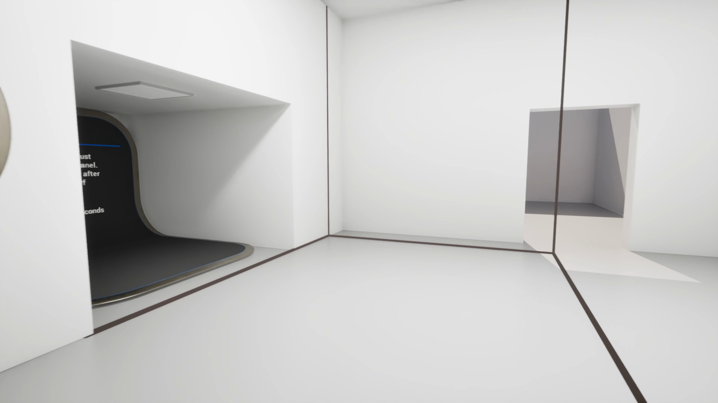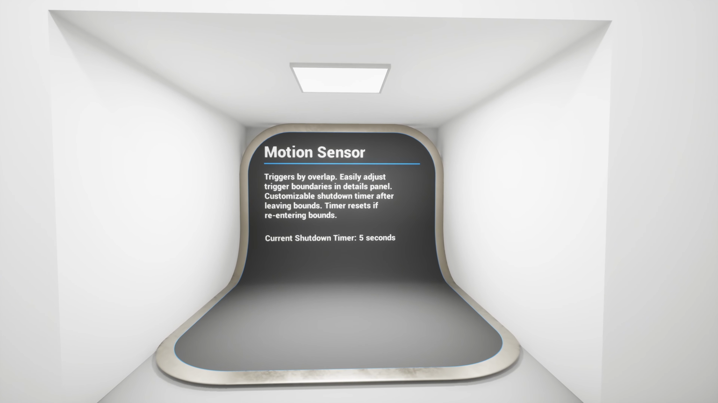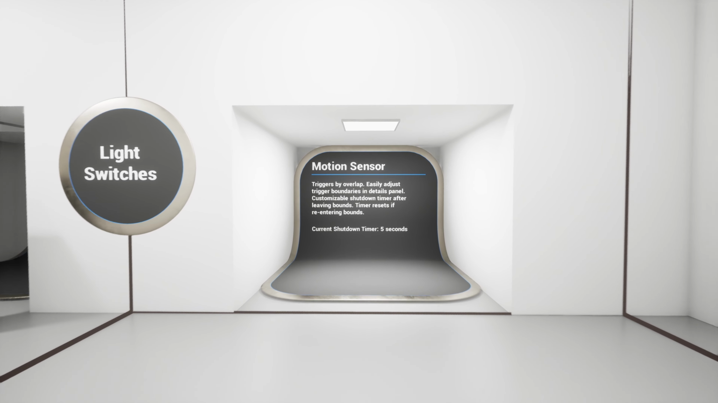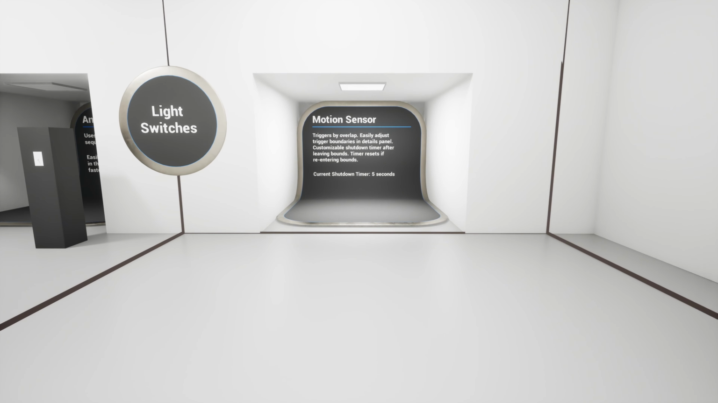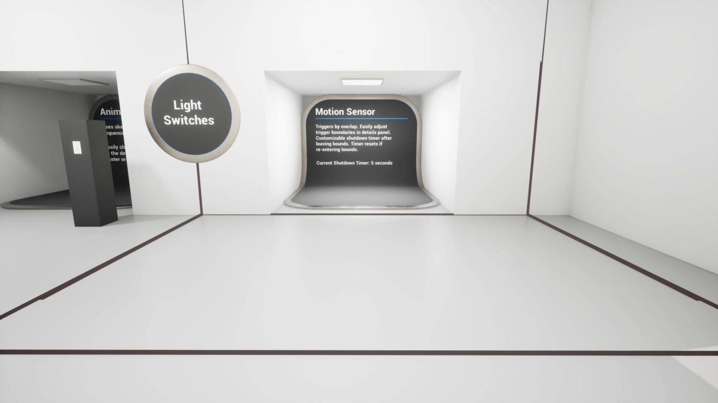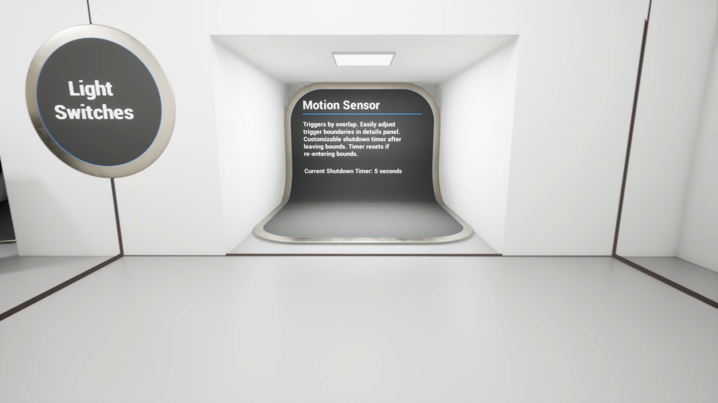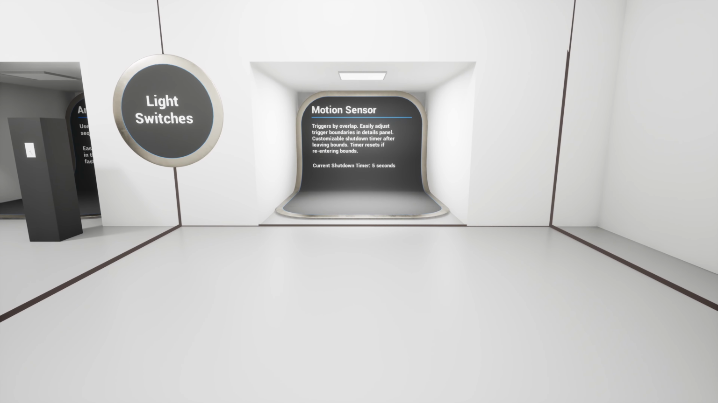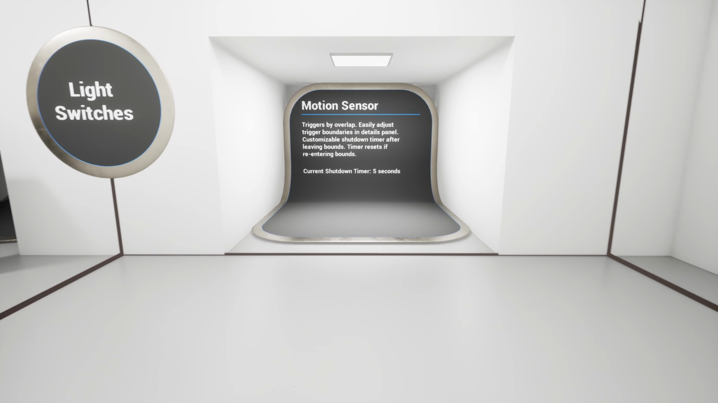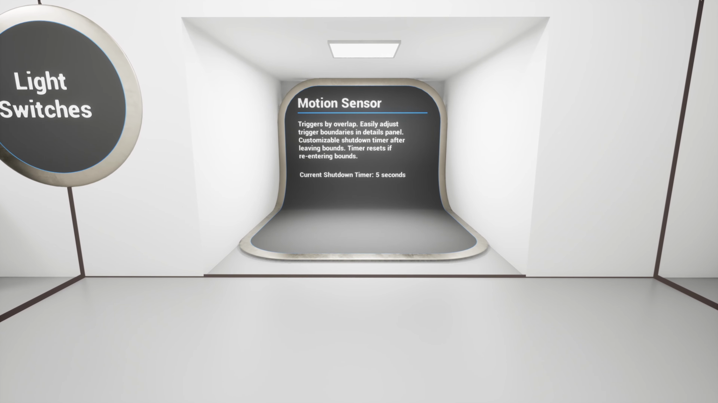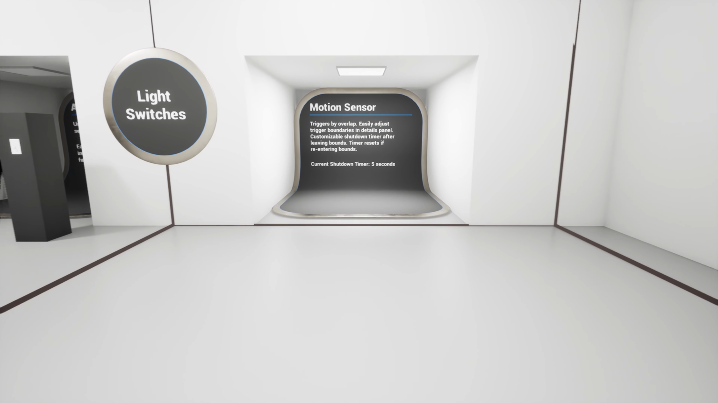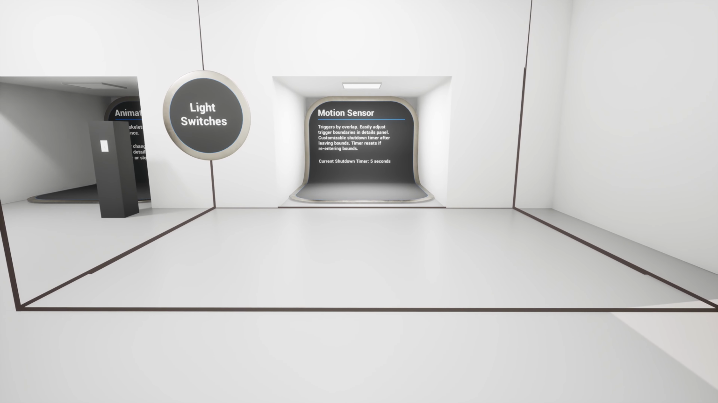And then the same thing with the motion sensor. It's going to interact with any of your characters. When you overlap with this bounding box, the light turns on, and when you leave the bounding box, it's going to turn off. This one's on a 5-second timer. If we interact and then leave the bounding box, the timer is going to start. If we walk back in before it finishes, it's going to start over. And then when we leave again, it's going to turn back off.